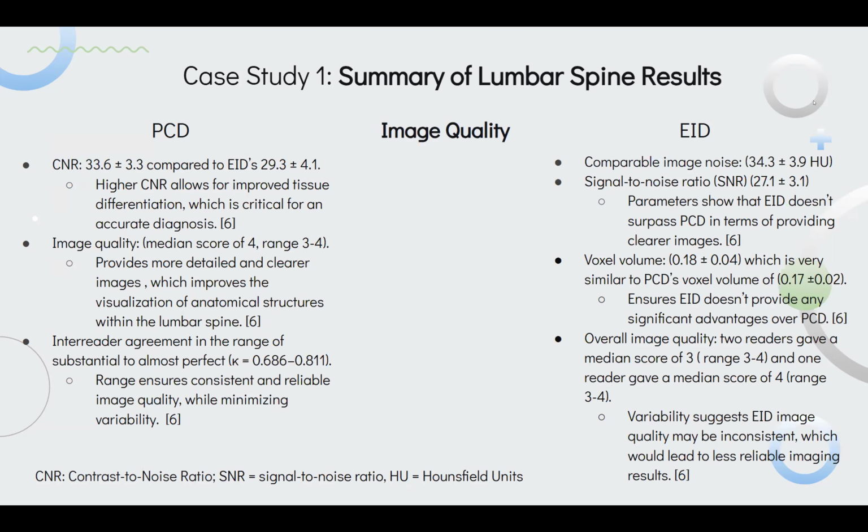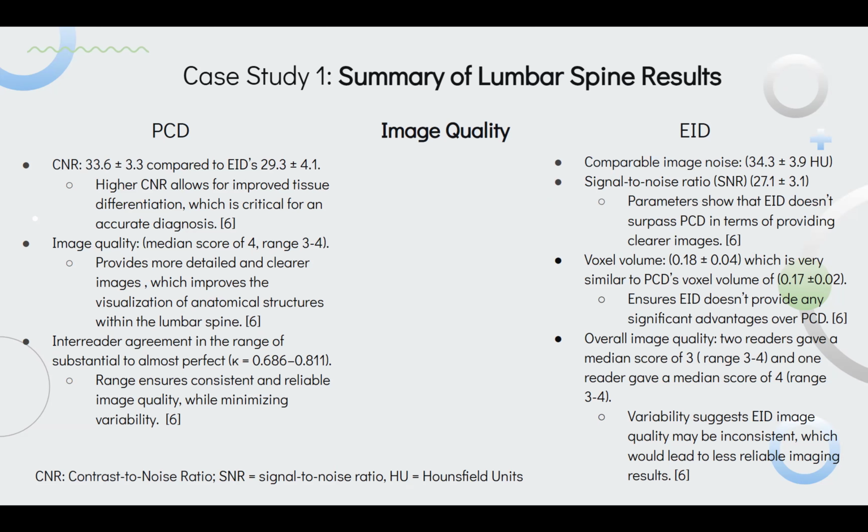And then moving on to the results for the image quality. So for PCD, we would first start off with CNR, which is the contrast to noise ratio. The value was about 33.6 plus or minus 3.3, and when you compare it to EID's 29.3 plus or minus 4.1, the higher CNR allows for improved tissue differentiation, which is critical for an accurate diagnosis for a patient.